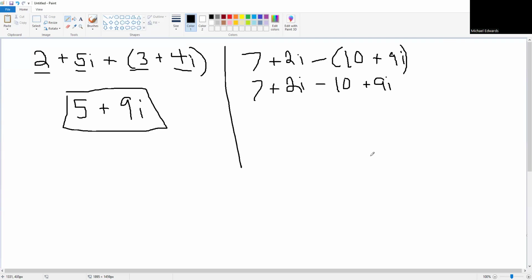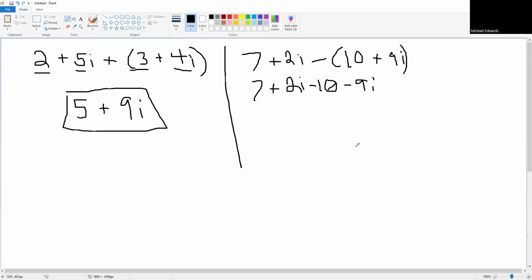Or did I make a mistake here? What do you think? So the parentheses were there for a reason, weren't they? That's why I did this. This is a huge mistake. You don't do that. You do this. You distribute that negative. So now we have negative 10. No change there. But negative times a positive is a negative. And that's what gives you that.